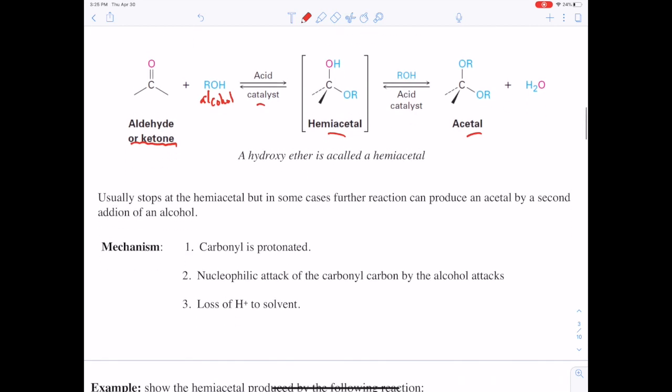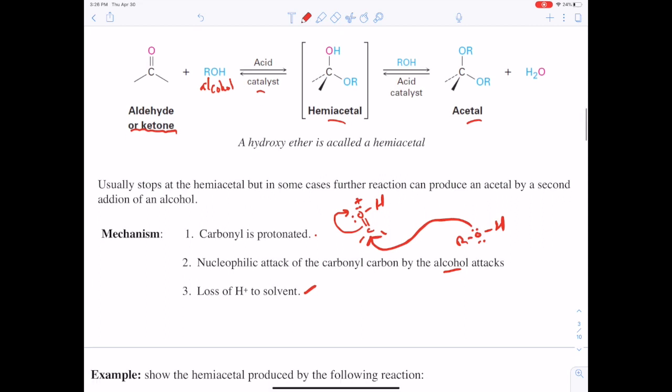So the general mechanism is that you protonate the carbonyl. So you activate the carbonyl, and then the nucleophile, the alcohol as the nucleophile attacks. These electrons move up to here. Of course, that's positive to start. And then, of course, you lose H+. H+ was added as a catalyst. It protonated the carbonyl, and then it comes off at the end.